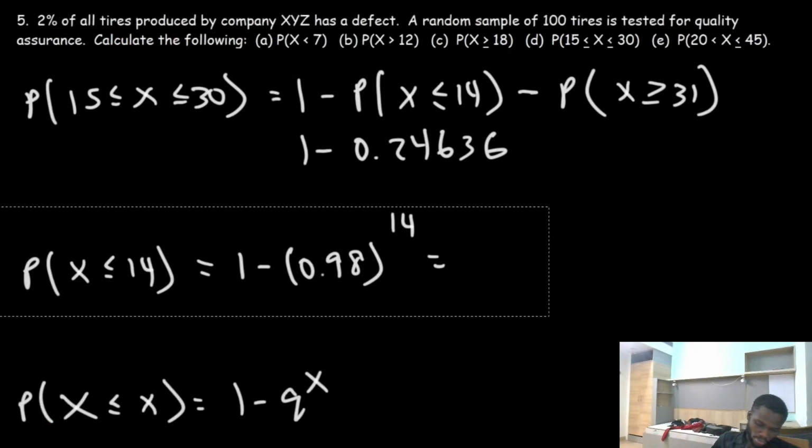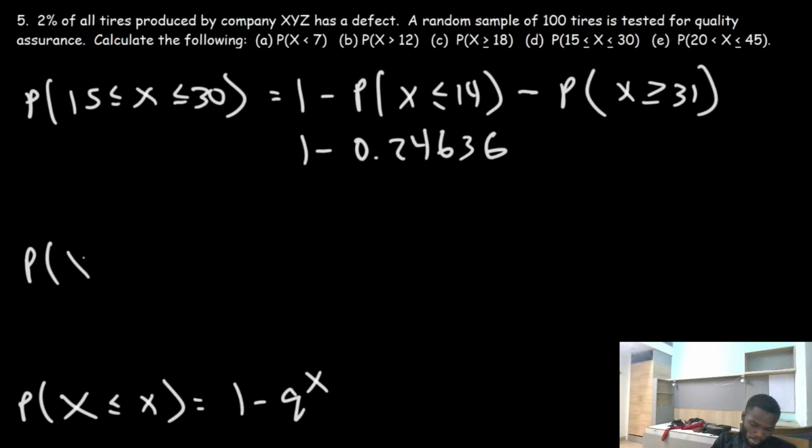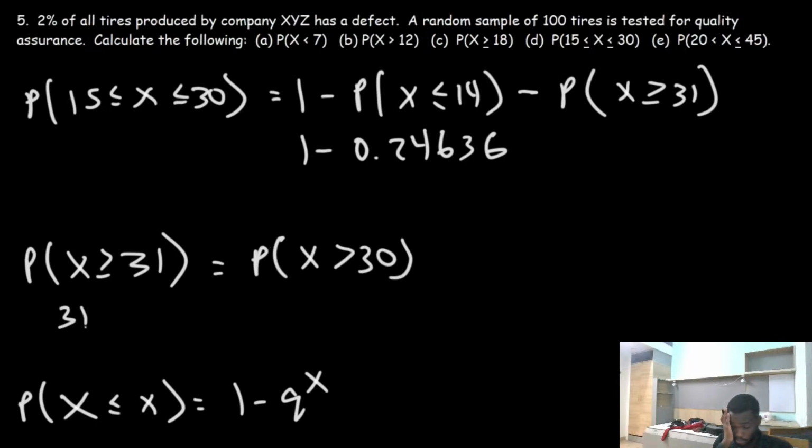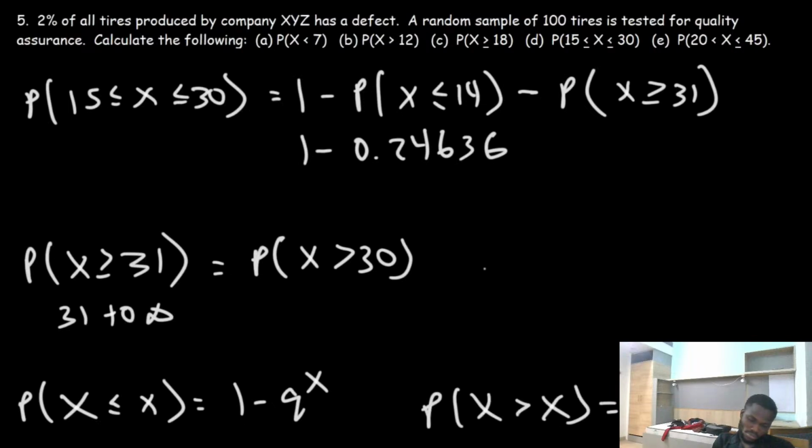Now let's calculate the probability that x is greater than or equal to 31. So this is saying that x is greater than 30, because that will still be 31 to infinity. So we're going to use this formula. It's simply q to the x. So that's going to be 0.98 to the 30th power.